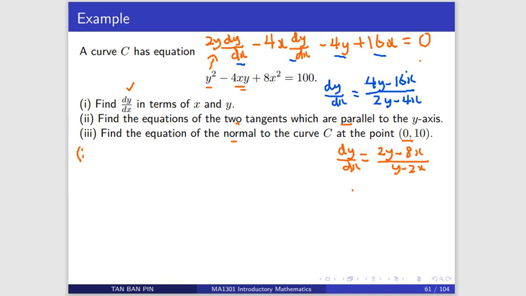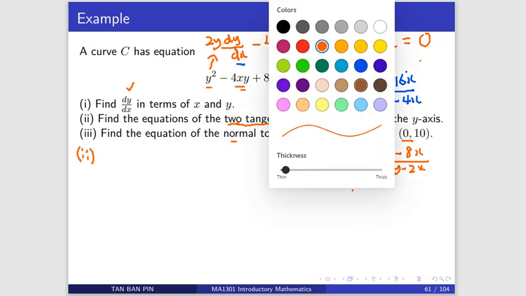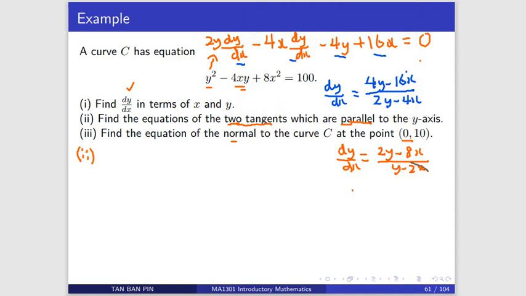So which means part 2, right? Part 2 you consider the denominator equals 0 because you want the tangent line parallel to the y-axis. So just look at the denominator. The denominator is y minus 2x. So I need to consider y minus 2x equal to 0. So it's the same as y equals 2x.